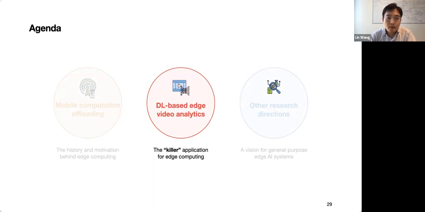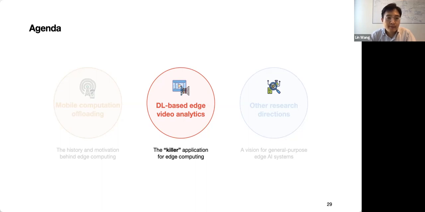more and more applications that fall into a certain category, which is called deep learning based inference applications. And in particular, we have seen a lot of applications that are based on video analytics. So the general idea is that you have a camera or a video source, and then you want to apply some complex analytics on the video to understand what's going on inside the video, right? And usually you apply deep learning methods on the video to do the analytics. And this has been considered the killer application for edge computing.